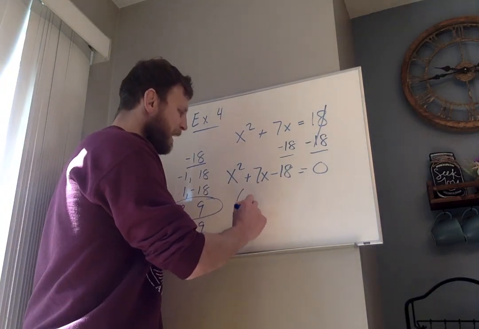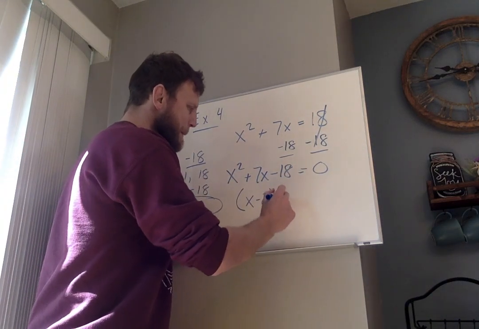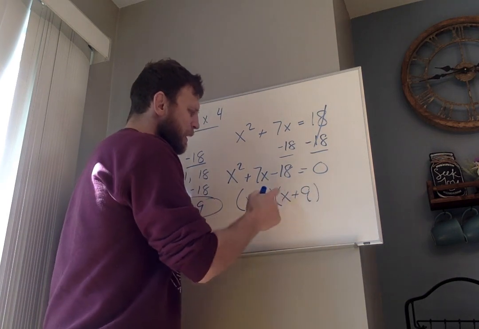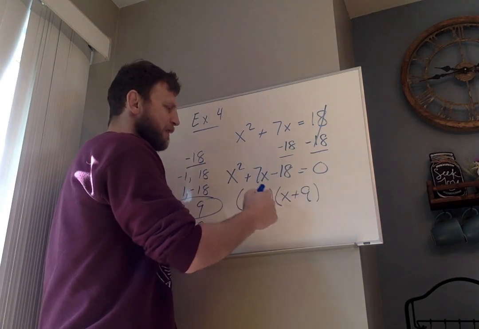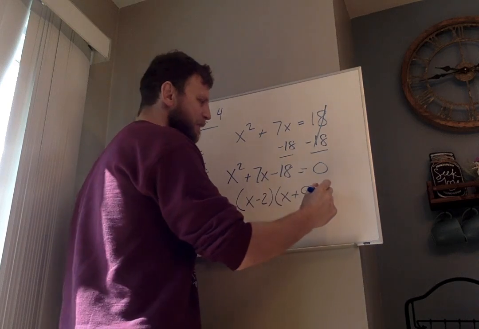So we're going to do x minus 2, x plus 9. I can check my work by doing 9 times negative 2 is negative 18. 9 plus negative 2 is 7.